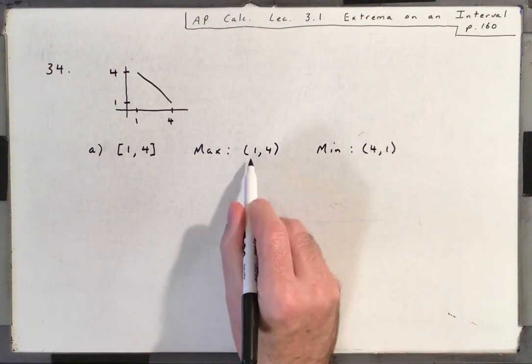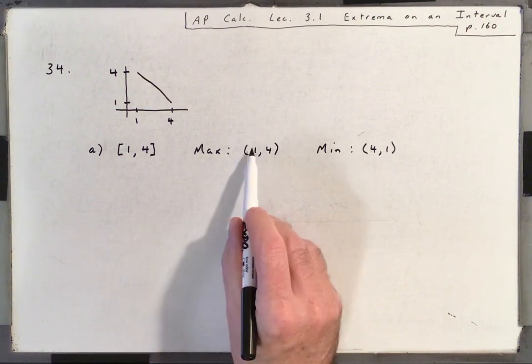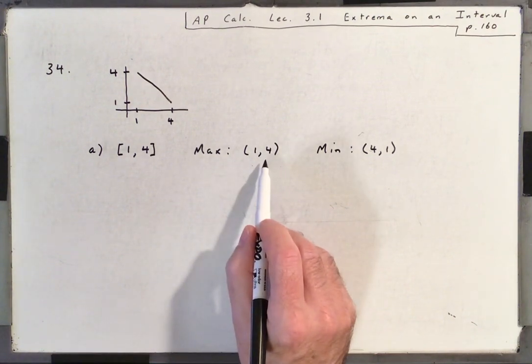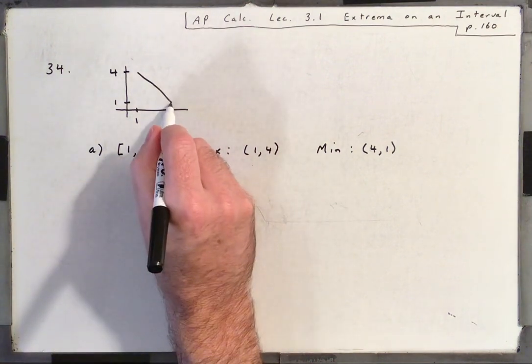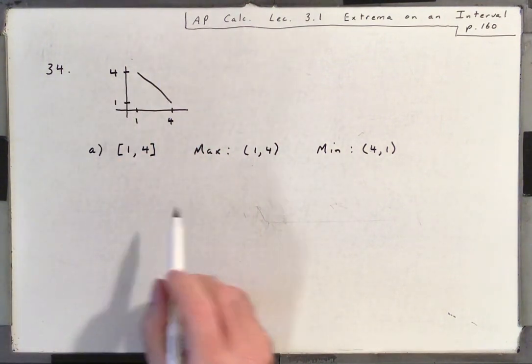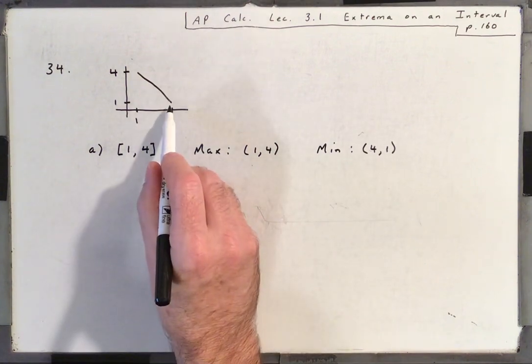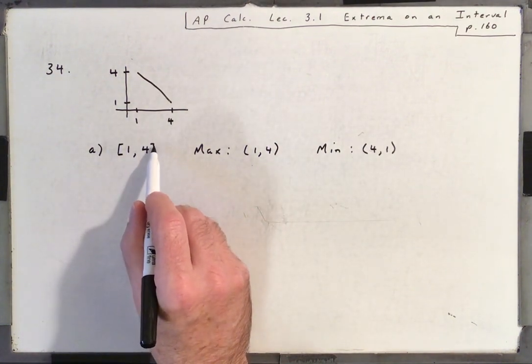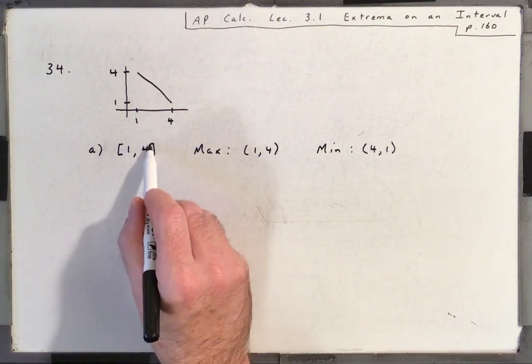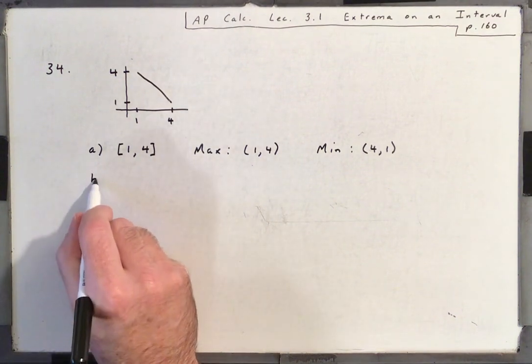Now this is a point. This is not an interval, it's a point, so we use parentheses, okay? This is the interval. This is just the point right here and right here. Okay, the minimum occurs at the point 4, 1. We get to include it because we get to include x equals 4 because of the bracket.